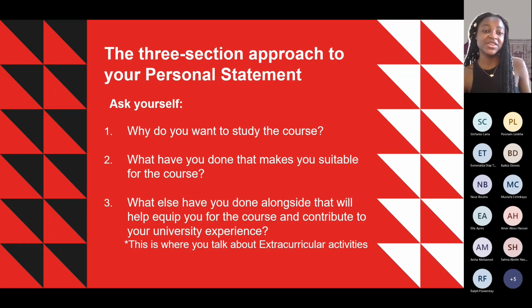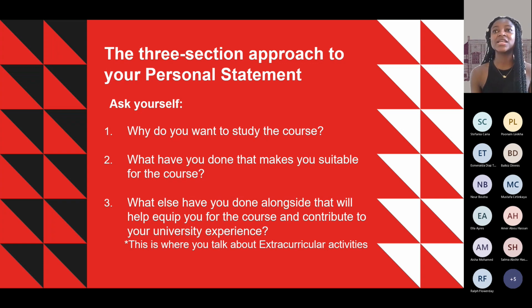Now, the three-section approach to a personal statement. We've talked about the introduction. Now we're going to look at the main content of the personal statement. So this is questions like, why do you want to study this course? What have you done that makes you suitable? And what else have you done in terms of extracurricular or supercurricular activities that makes you equipped for the course?